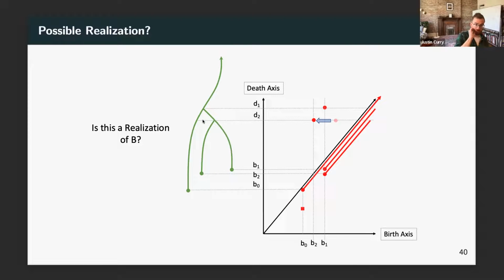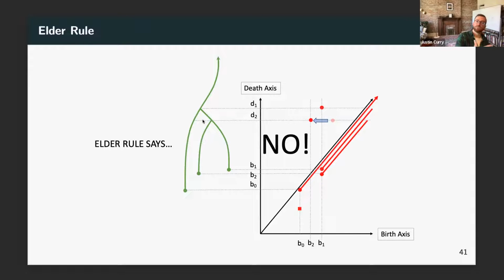So the question is, is this a realization? And the answer is no. Again, by a somewhat apocryphal rule known as the Elder Rule, which essentially says that I can determine the barcode via a branch decomposition of this merge tree. If I followed that rule, what would happen is that I have a class that's born here. Okay, so that corresponds to this bar. But then as I move up and I'm about to merge with the class that was born earlier or later, the Elder Rule says that the eldest must survive and the young must die. And so the death time actually isn't here, but up here. So if I tried to attach to a different one, I actually map to a different barcode.